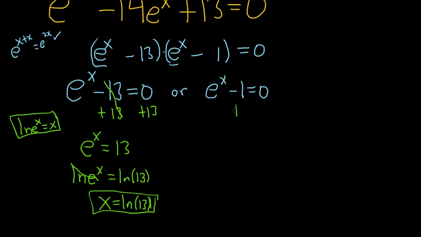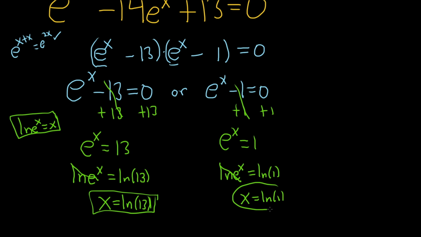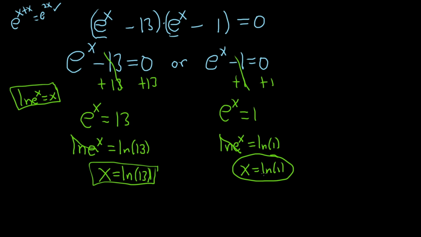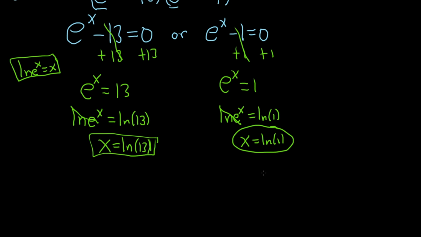And then here you add 1, so plus 1, plus 1. So we get e to the x equals 1. And the same thing, to get rid of the e, you just put the natural log on both sides. So ln e to the x equals ln 1. And these cancel, so you get x, and then this is just ln 1, which is 0. I'm leaving it as ln 1 because I believe the next part of the question wanted us to write without logs.